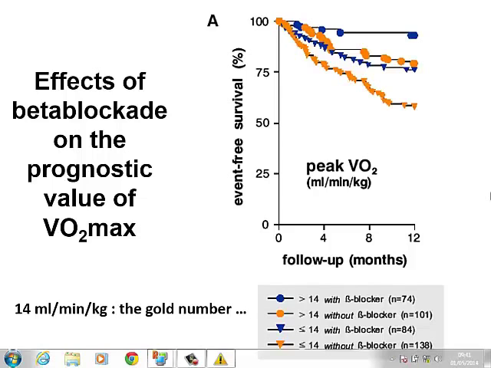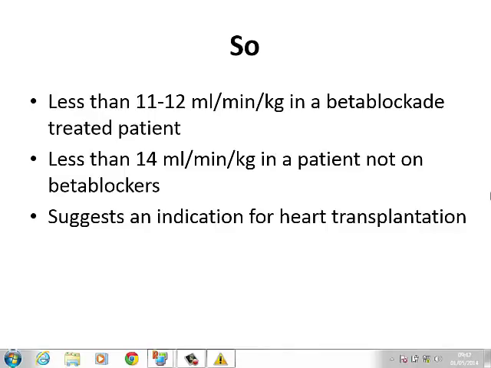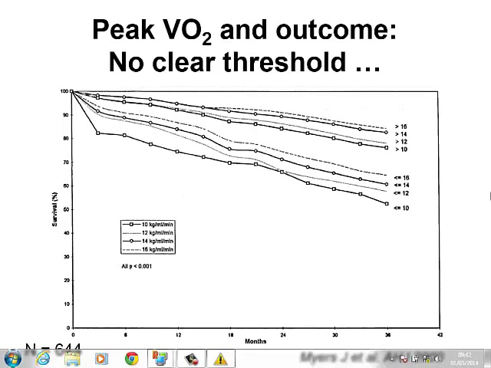So when you have a beta blocker, you shift the curve of the prognosis, and you have only to remember that now, when you have a patient not on beta blockers, a peak VO2 less than 14 suggests an indication of heart transplantation. But once the patient is treated with a beta blocker, you have to decrease this threshold, and it's only when it is less than 11 or 12 that you can suggest a cardiac transplantation.